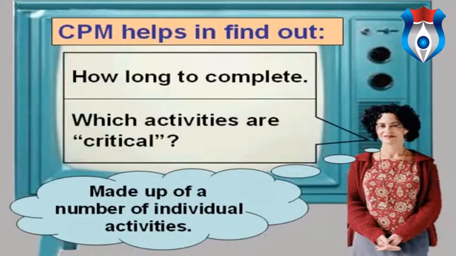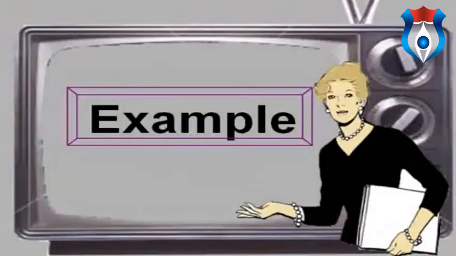Critical path method can help in figuring out how long the entire complex project will take to complete. It also tells us which activities are critical. The word critical means that they have to be done on time, or else the project will take a longer time. Now, I will show you an example of how to apply the critical path method in practice.